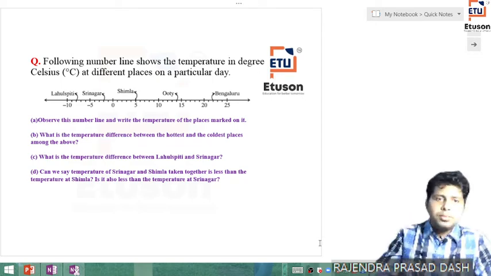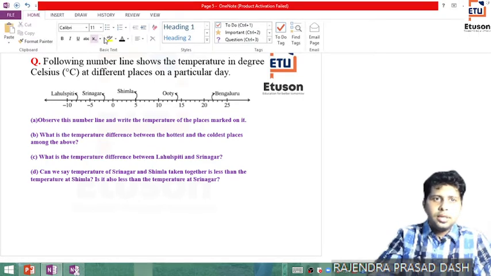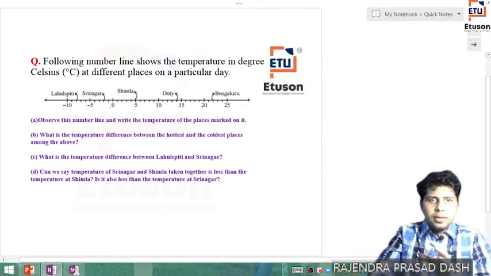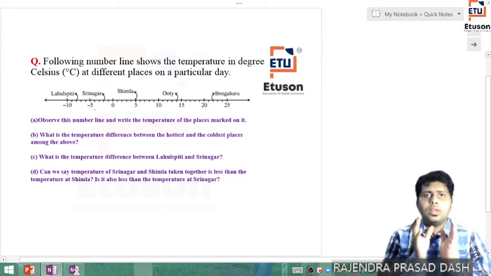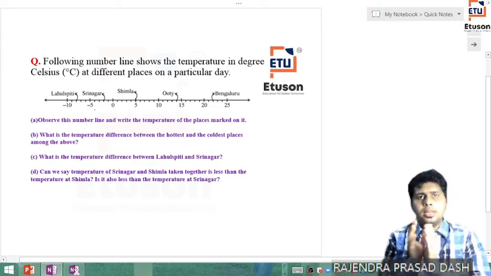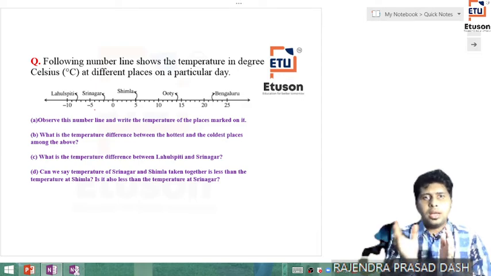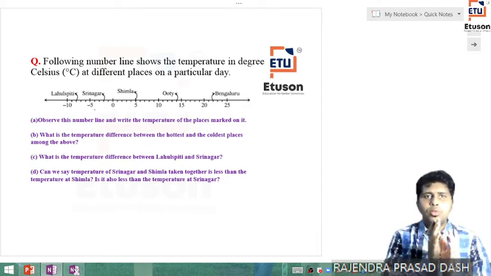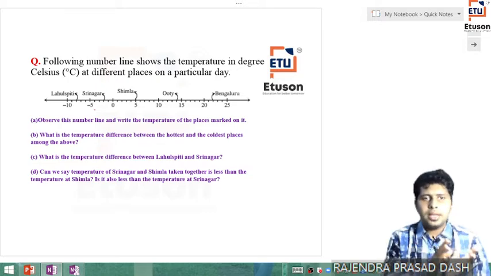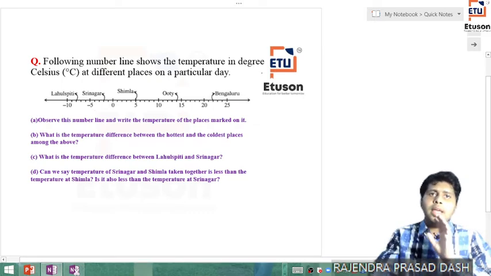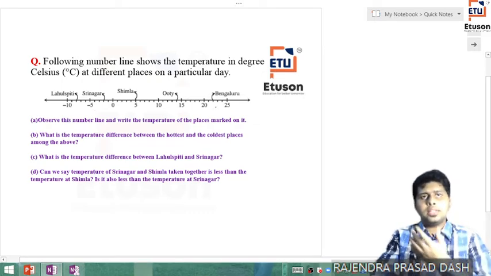So if you observe here, beta, you can see that the difference between one number and another number is 5, and there are 5 segments between any two numbers. The temperature difference between two given numbers is 5 degrees Celsius. So I can say each segment represents 1 degree Celsius increase.